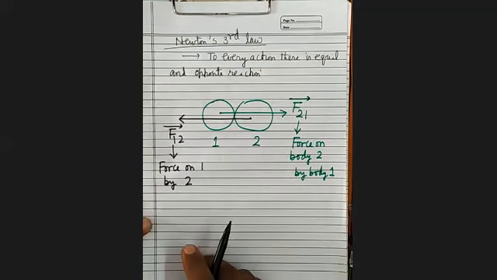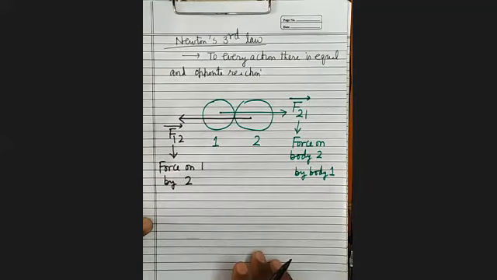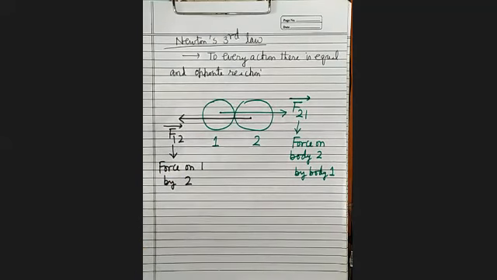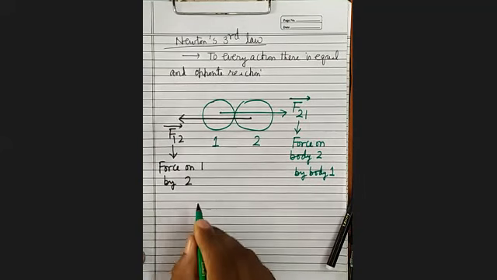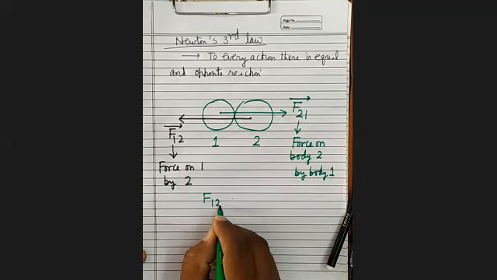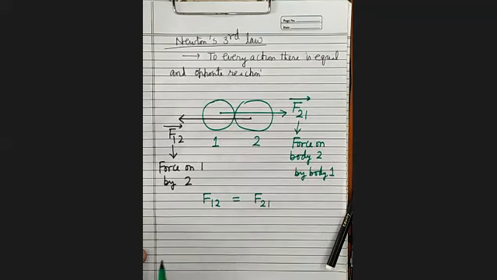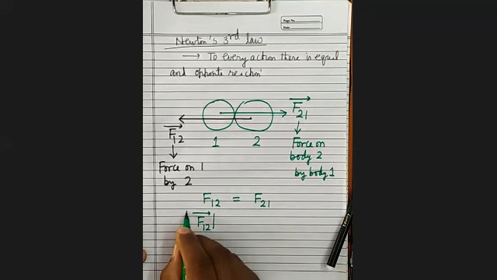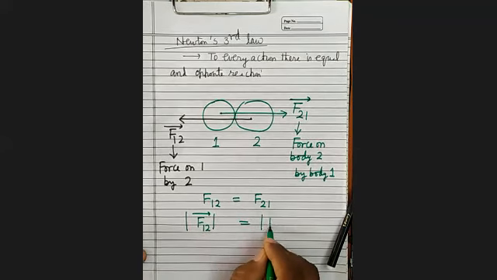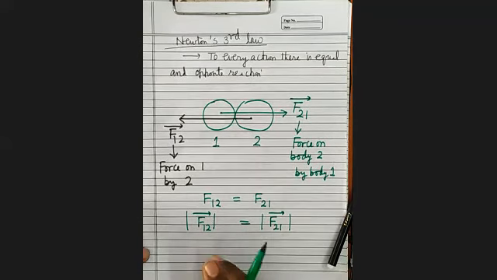Now what will be the relation between these two forces? What can you say about their magnitude? You will find their magnitude will be the same. F12 equals F21. Or we can write in this form, modulus of vector F12 equals modulus of vector F21. Modulus means magnitude.